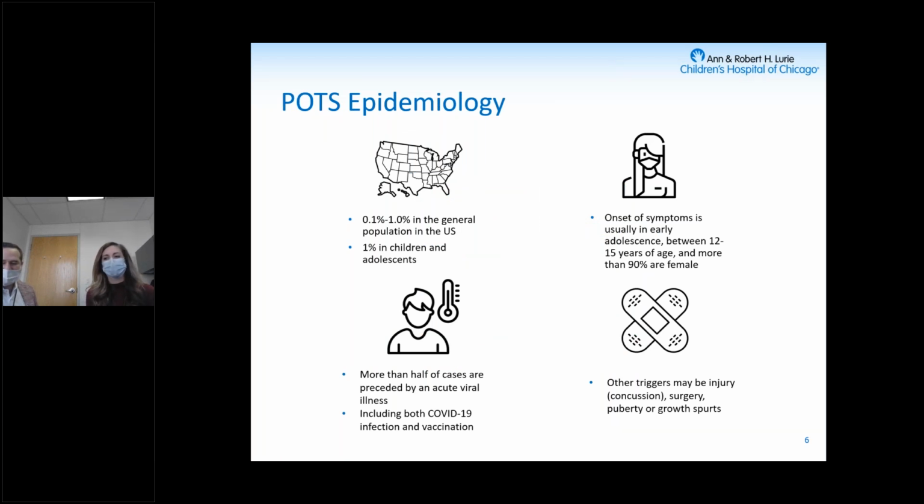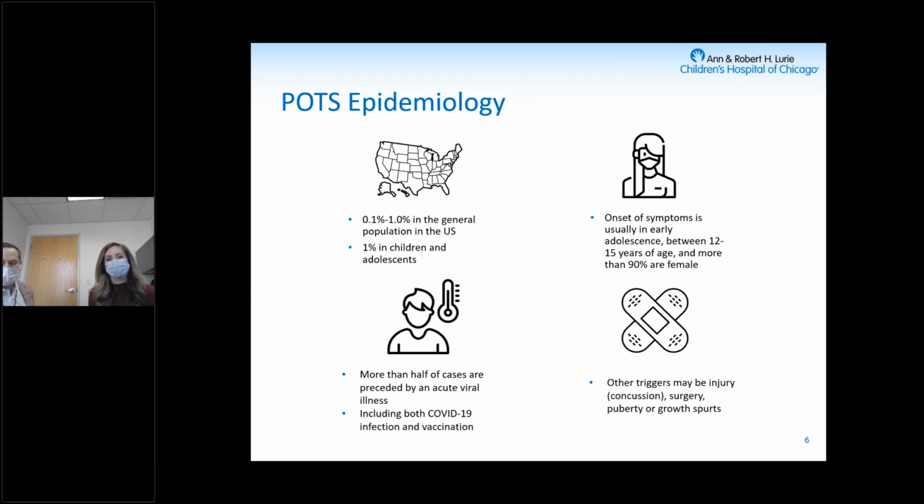So what does our patient population look like? The literature seems a little bit discrepant in terms of the numbers of patients that are actually affected by POTS, reporting between 0.1% to 1.0% of the population inside the United States. However, among teenagers, we know that it's about 1% of our population that are affected. The onset of symptoms tends to occur between 12 and 15 years of age, and 85 to 90% of those teenagers tend to be females, so definitely a large female predominance.